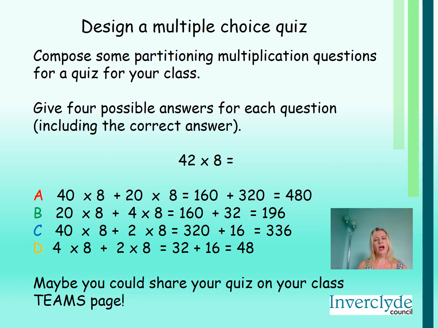42 times 8. How might someone work that out? Would they multiply 40 by 8, then add on 20 by 8? That would be 160 and 320, giving you an answer of 480. Or would they do 20 times 8 and then 4 times 8, 160 plus 32, giving 192? Is the correct answer 40 times 8 is 320 and 2 times 8 is 16, giving an answer of 336? Or is it the right answer for D, 4 times 8 plus 2 times 8, 32 and 16 is 48?